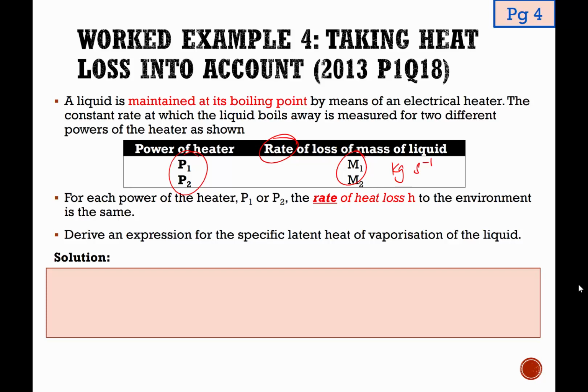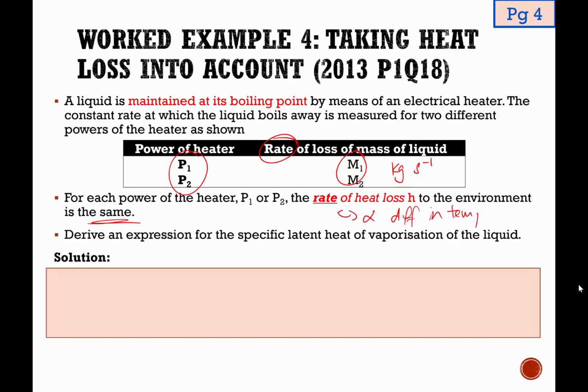And also in the question, it states that for each power of the heater P1 or P2, the rate of heat loss to the environment, or basically power loss to the environment, is the same. And why is that the case? Once again, the theory tells me that the rate of heat loss is proportional to the difference in temperature.